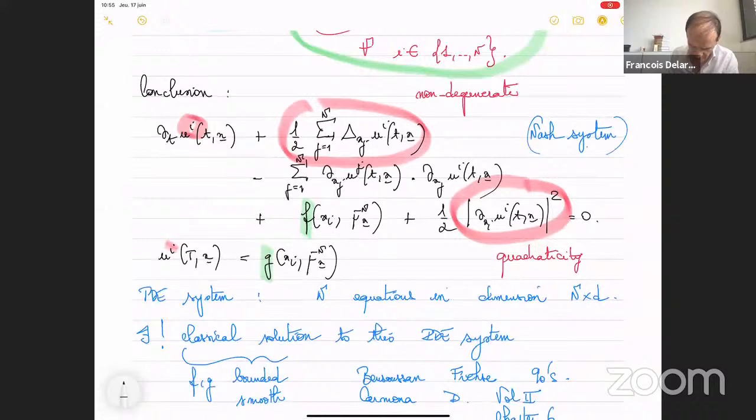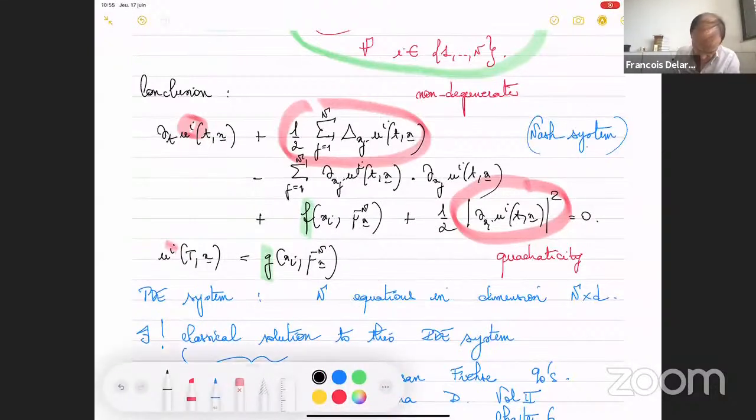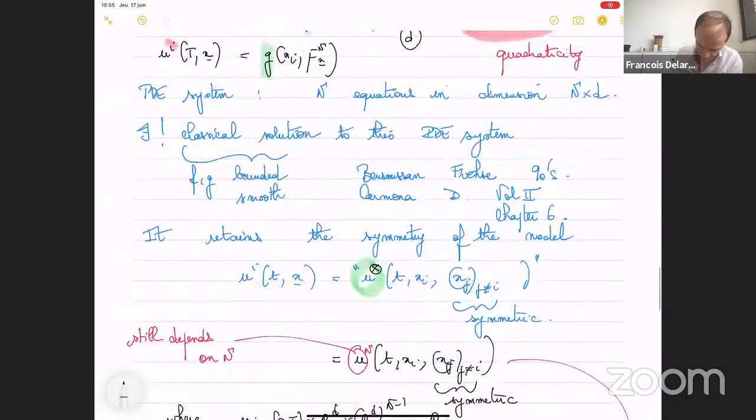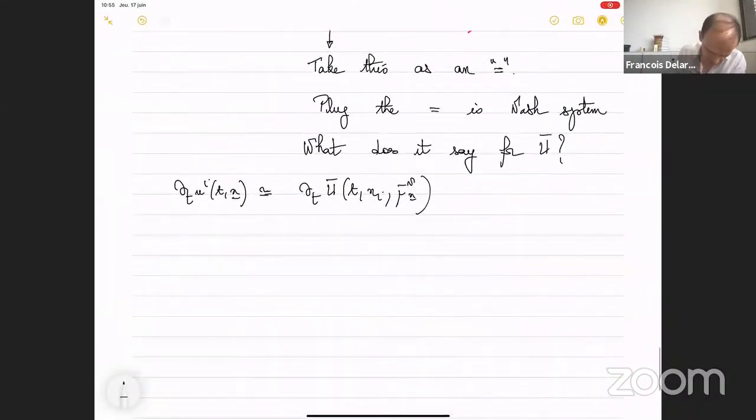Now let me take the third term. So this one. Maybe I'm going to call these A, B, C, and then there will be D. So let me explain to you C. So this was A, and now let me do C.